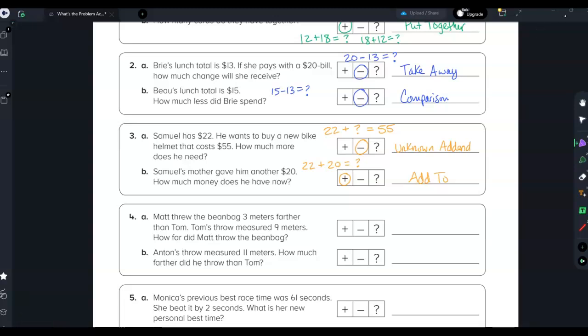For number 4, Matt threw the beanbag 3 meters farther than Tom.